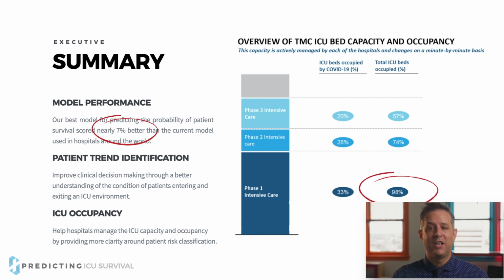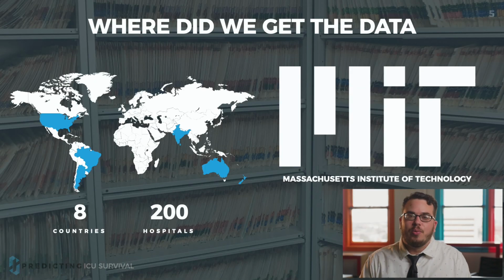Now, Shay is going to go through the data. Thanks, Chase. When we started this project, we had some really interesting questions we wanted answered. In order to answer those questions, we needed data. Luckily for us, MIT has an open source project which contains data from 200 hospitals across 8 different countries. This data is information about that critical first 24 hours of a patient's time within the ICU.